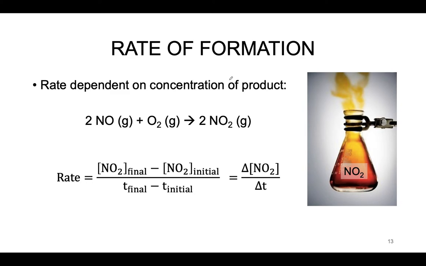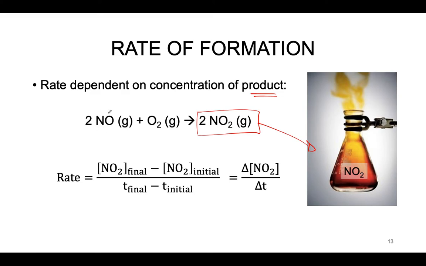So if we start with the perspective of the product, the calculation of our rate of formation is going to be dependent on the formation of the product. Now, in the reaction that we are hypothetically observing here, paying attention to and measuring the concentration of nitrogen dioxide as it's forming is actually a pretty easy thing to pay attention to, because nitrogen dioxide, as we can see pictured here on the right, is this orangish brown, very obviously present gas, even in low concentrations.